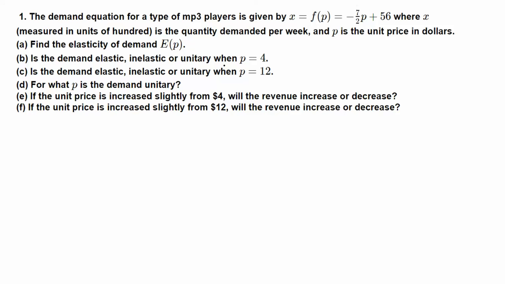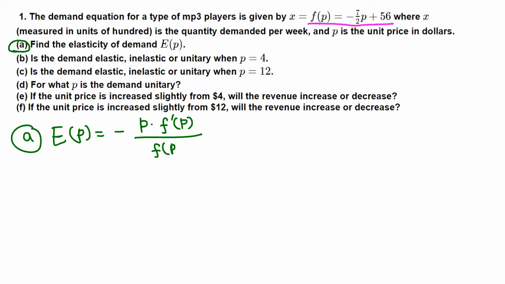The demand equation is given by this formula f(p) equals negative 7 halves p plus 56, where x is measured in units of 100, is the quantity demanded per week, and p is the unit price. We need to find, in part A, the elasticity of demand, and the formula is provided as elasticity of demand E(p) is negative p times f prime of p all over f(p).